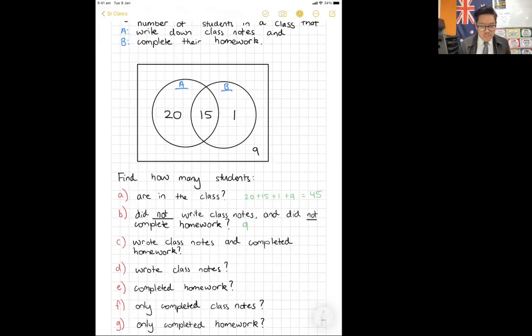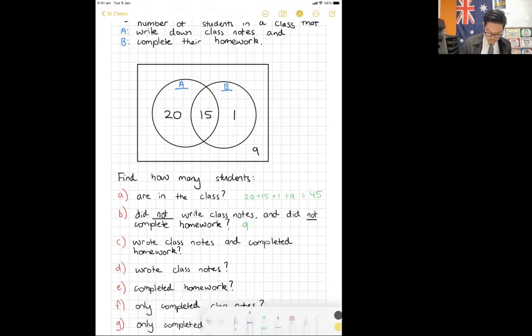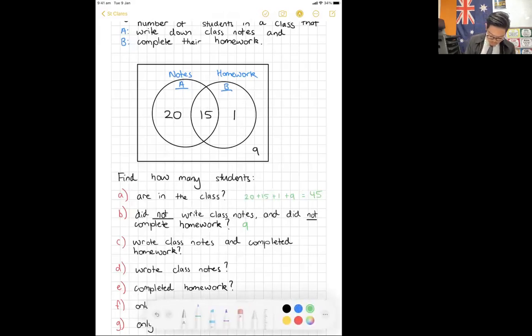All right, now question C asks, how many students wrote class notes and completed the homework? Sometimes it gets a little difficult to see, so I'm going to write here on top that A represents notes and B represents homework. That just helps me see what I'm actually doing. So how many here wrote class notes and completed the homework? Well, it must be the overlap, the people that did both. So in between A and B, our answer should be 15.